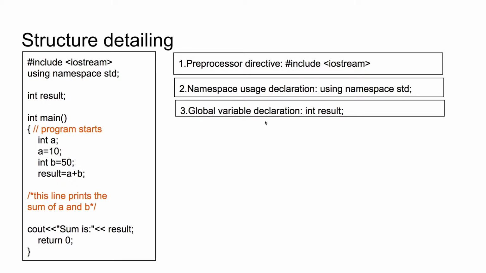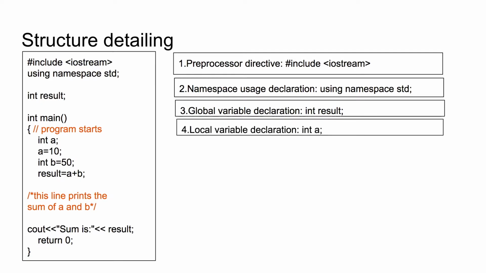Next is global variable declaration. A global variable is a type of variable that can be accessed from any part of the program. They are available throughout the lifetime of a program. Global variables are usually declared outside all the functions. Like you can see, it's declared outside all the functions, at the top of the program.